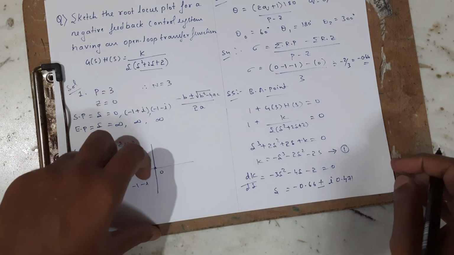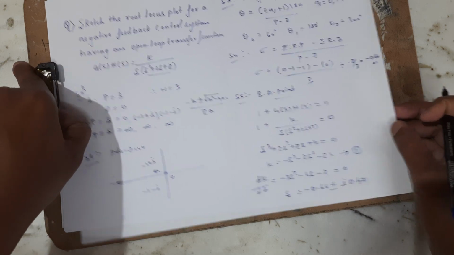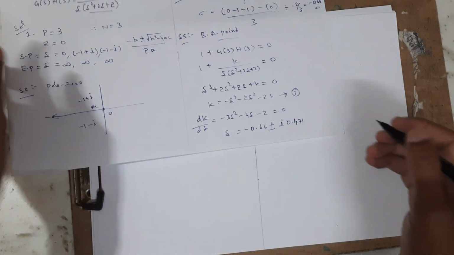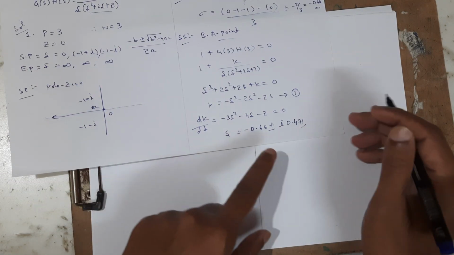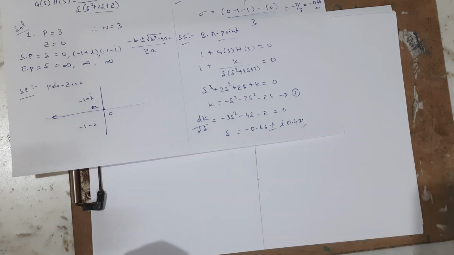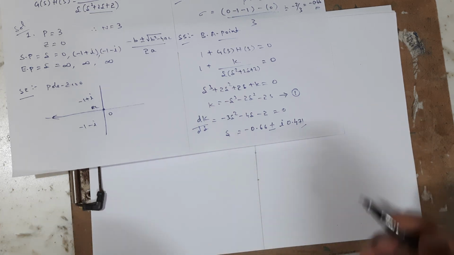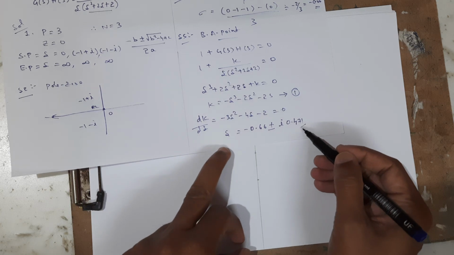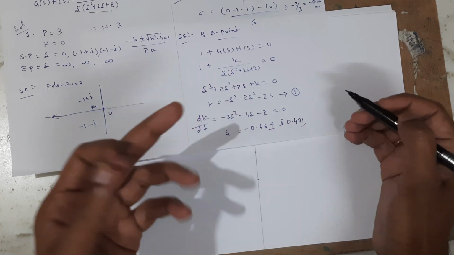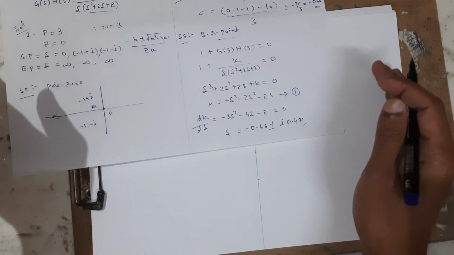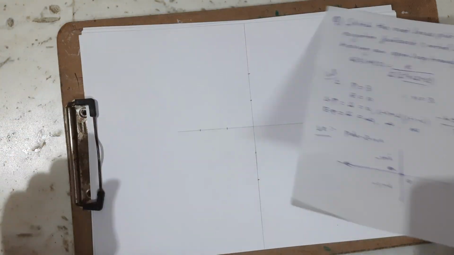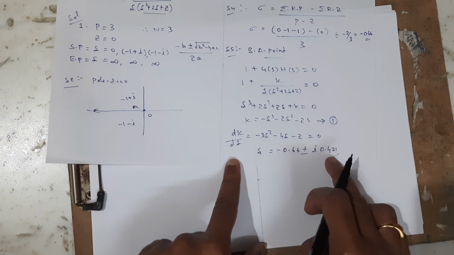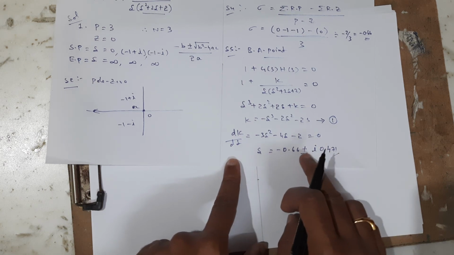Now we need to check the validity of these breakaway points. With this, we got the two roots. Usually we substitute this value in equation number 1. If the K value is positive, then we consider it a valid breakaway point. But in this case, we are getting complex roots, right? So this is very important.